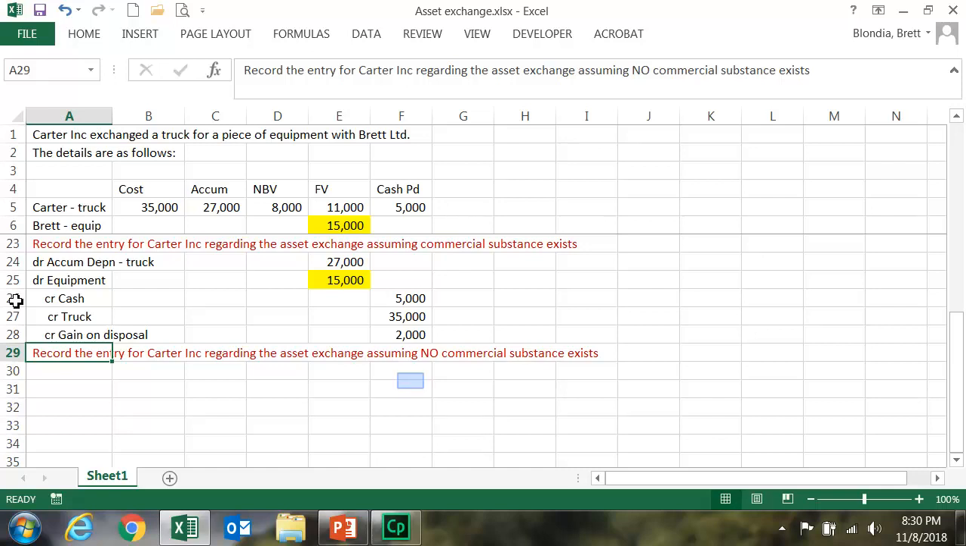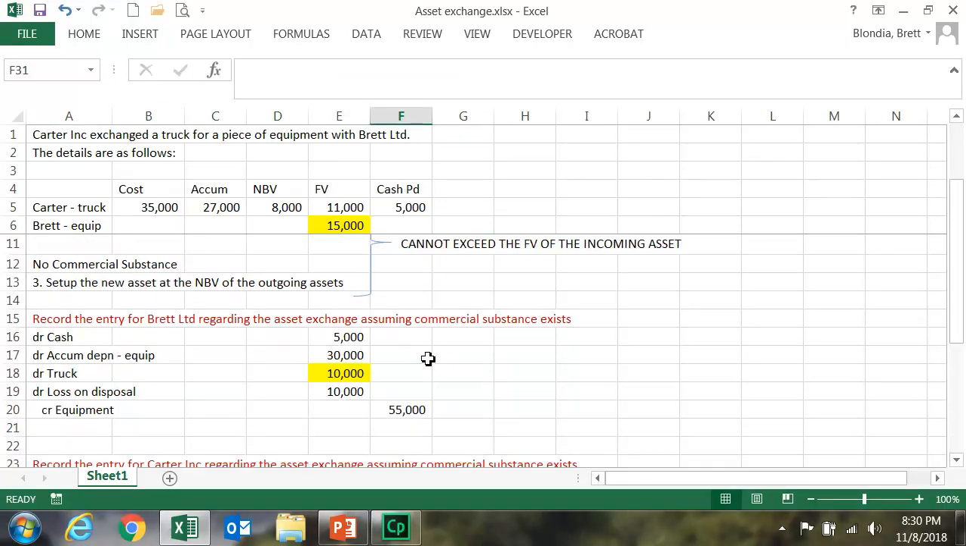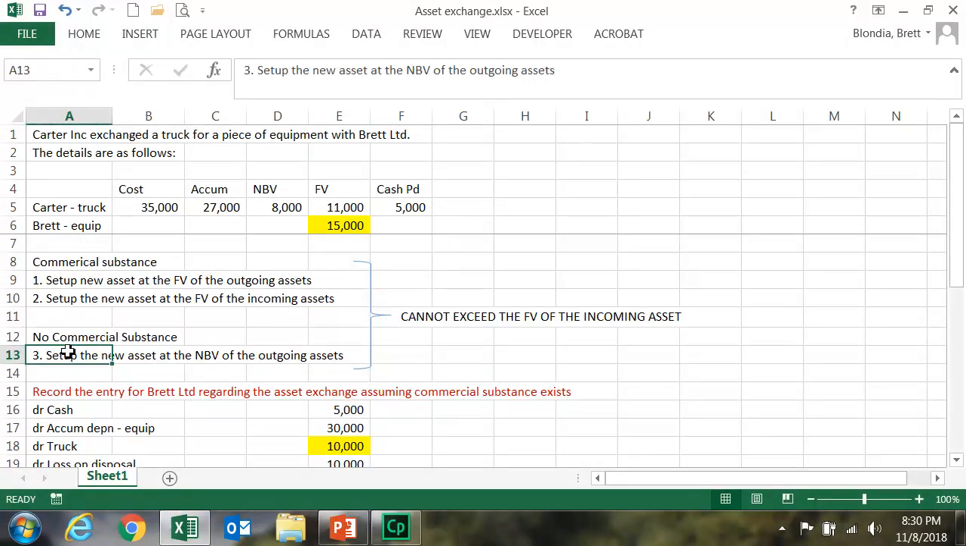Okay. Now the only thing we really haven't talked about is how do we deal with assets that have no commercial substance. If you come all the way back up here to the top, you'll see that no commercial substance. What we do is we set that new asset up at the net book value of the outgoing assets. Now, most often, when you have no commercial substance, there is not going to be a loss on disposal. There will never be a gain, but commonly there is also not a loss on disposal. The only time you'll have a loss on disposal is when you have to apply this fair value cap.